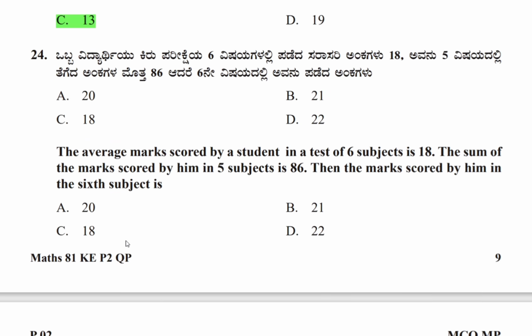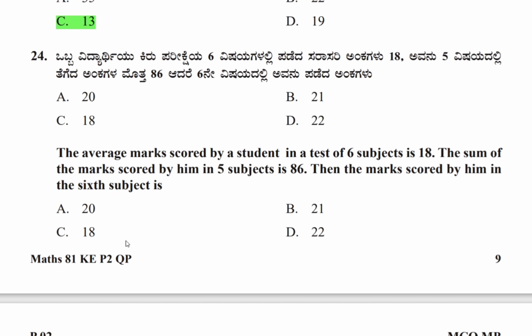Next question. The average marks scored by a student in a test of 6 subjects is 18. Average of 6 subjects is 18. The sum of marks scored by him in 5 subjects is 86. Then the marks scored by him in the 6th subject is, by using the concept of average or mean, we can easily find out the marks scored by him in the 6th subject.